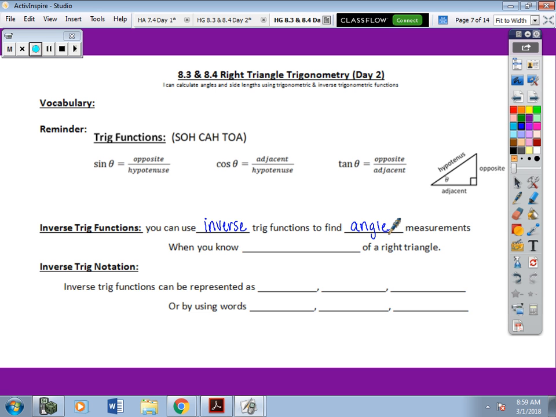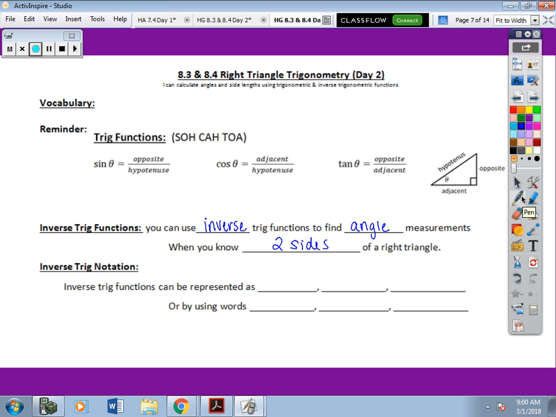So yesterday I told you the angle was 25 degrees, and I said find the value of the side length. Today I'll give you two side lengths, and I'll ask you to work backward and tell me what is theta, what is the angle measurement in degrees. Okay, so you will need to know at least two sides of the right triangle. You could know all three, but you only need a minimum of two.